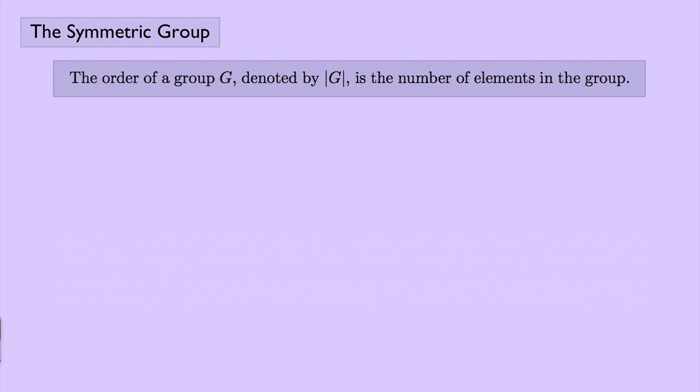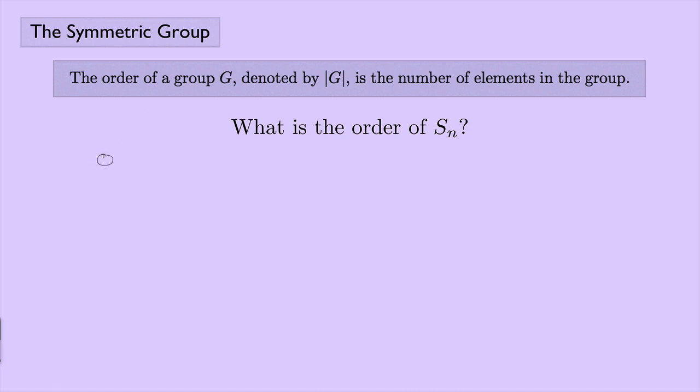The order of a group G, which we denote with what looks like little absolute value bars, is the number of elements in the group. So I want to point out that we said that S sub n was the symmetric group of degree n, but that doesn't mean that the order of S sub n is n. So what is the order of S sub n? Well, let's think about this.